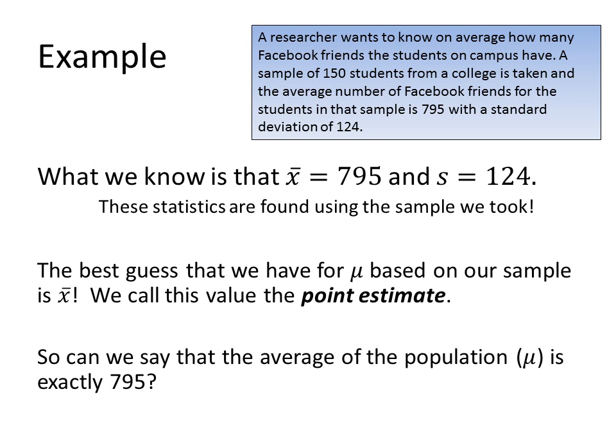So can we say that the average of the population mu is exactly 795? Well, of course not. 795 came from this specific sample. If we took a different sample, we would probably get a different point estimate. But we can probably say that the population parameter is close to 795.